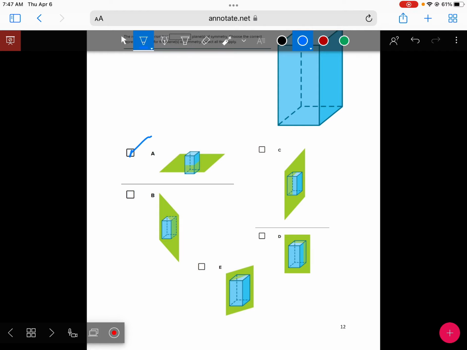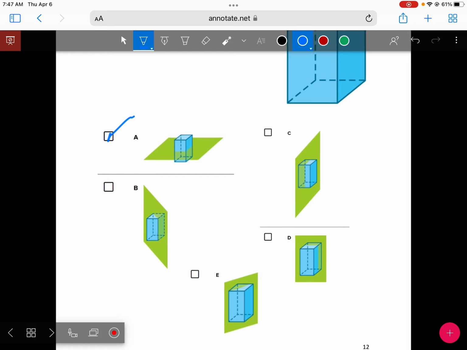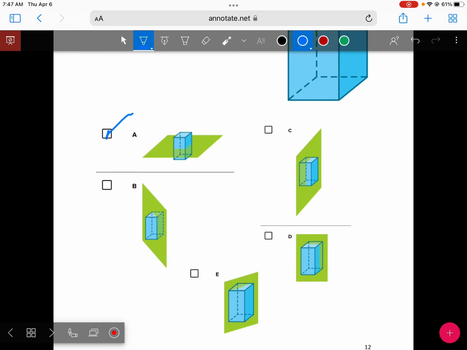Let's take a look at B. B is on that diagonal again. And it's really hard to tell in that one. But again, on the diagonal, for a rectangular prism, is that going to have plane symmetry? No. It does not. So this one's a no.